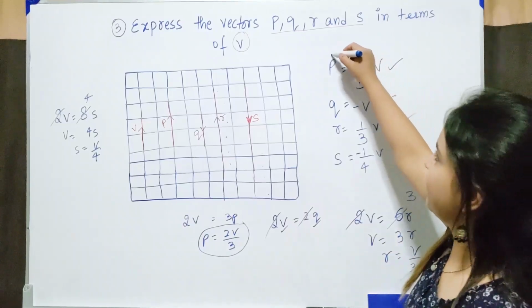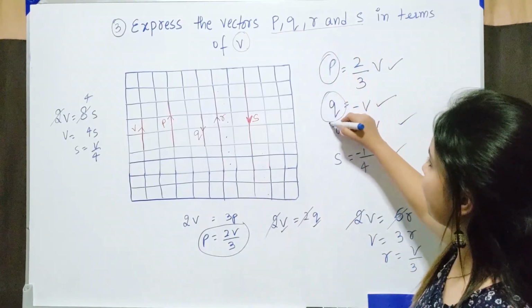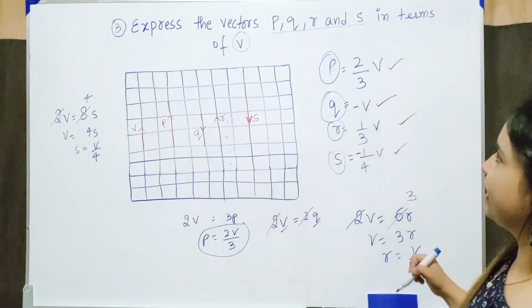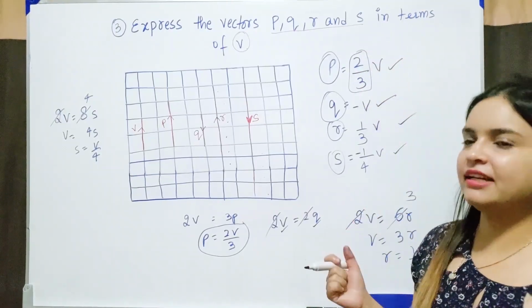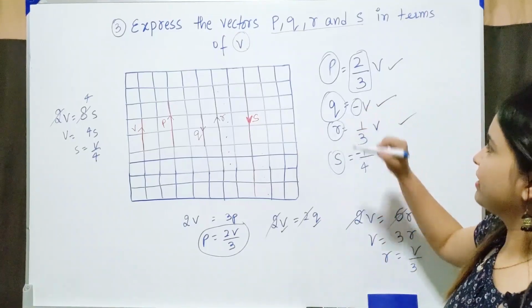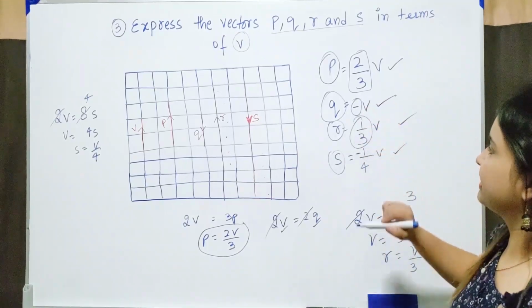So like this, I can find the scalar quantities, right? These are scalar quantities. 2 over 3 is a scalar quantity. Minus 1, scalar quantity. 1 over 3, scalar quantity.